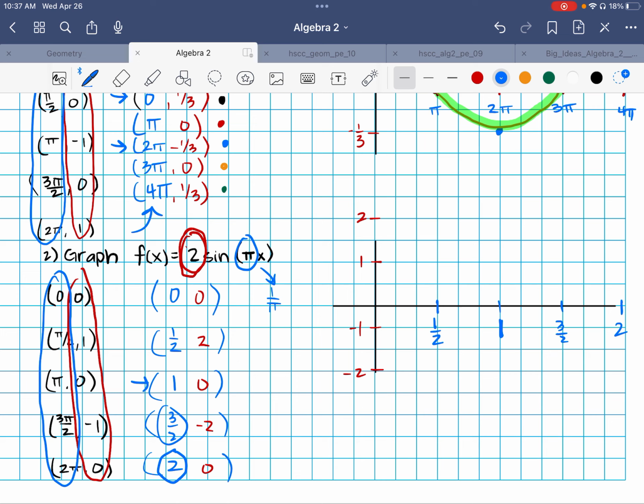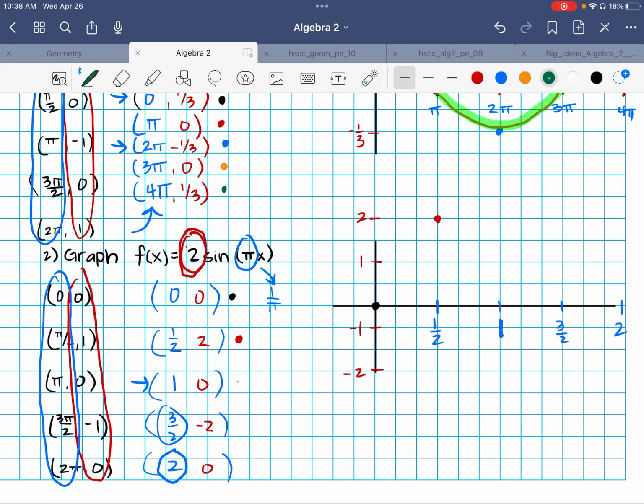All right, now we graph our 5 key points. So we're going to start with 0, 0. Remember, the sine function always starts at 0 when we graph it. Then from there, we're going to bounce up to 2. So we go over to 1/2 and then up to 2, and we put a point right there.